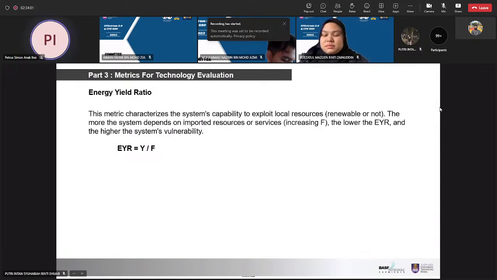The emergy yield ratio is characterized by the capability to exploit the local resources. In this case, you can see that the higher the yield and the more F increases, the lower the EYR, and the higher the system vulnerability will be. All right, next.